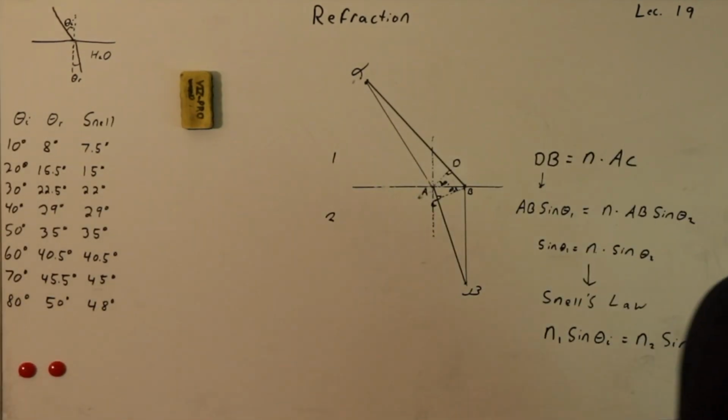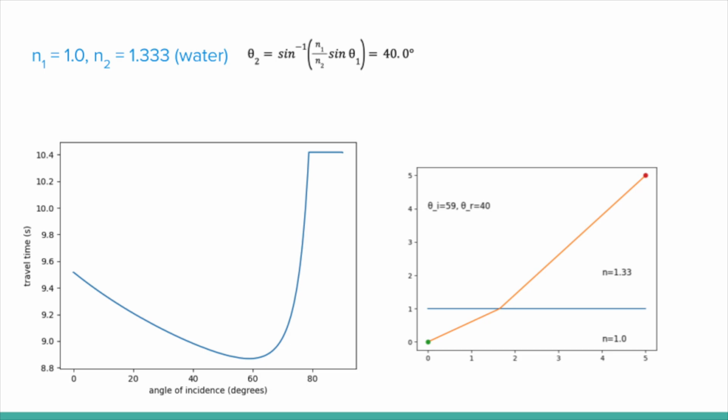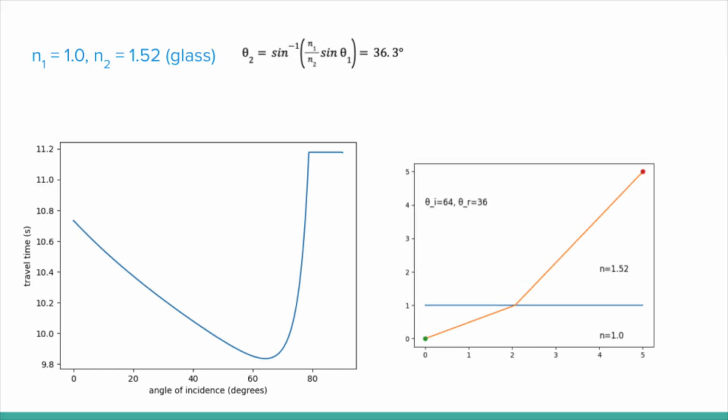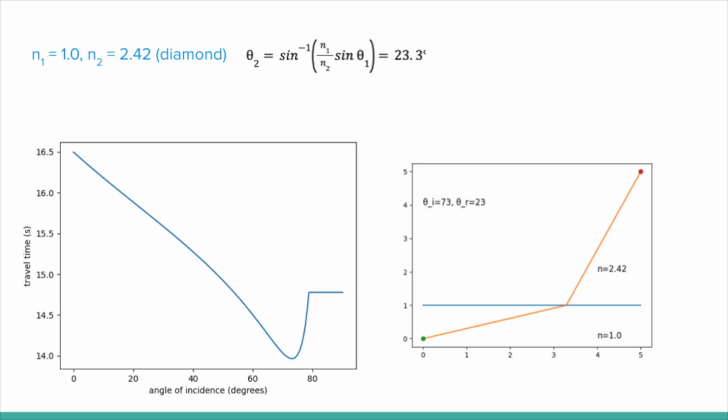And similarly, in the computer simulations that I did, you can see over here, did I print the error out? No, I didn't. The error is very small in the computer simulation, but this is the angle we should have got, 40 degrees, and that's what we found for that particular case, for water. For glass, we should have found 36.3. I think we did find somewhere close to 36.3, but I just wrote down 36 in the output. And then for diamond, Snell's law tells us that for a 73-degree angle of incidence, we should get a 23.3-degree angle of refraction, which is what our computer simulation found.